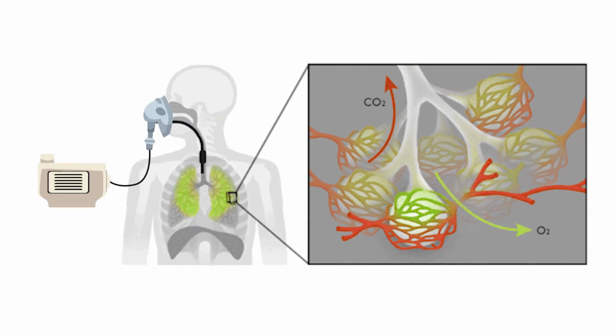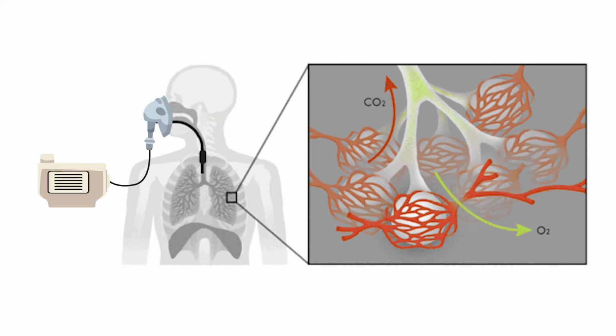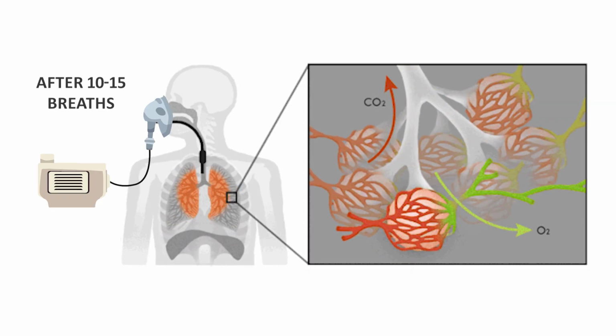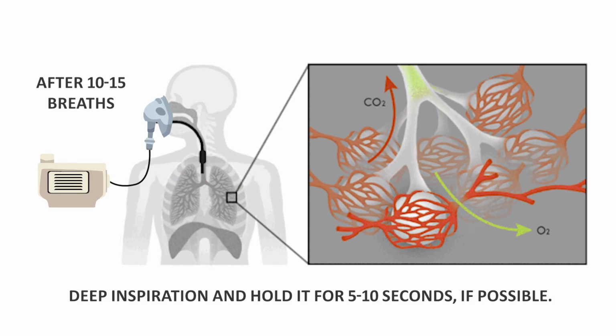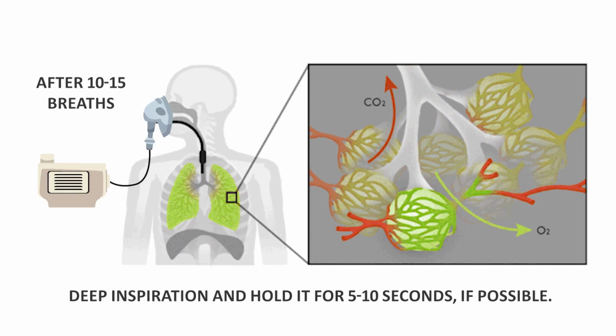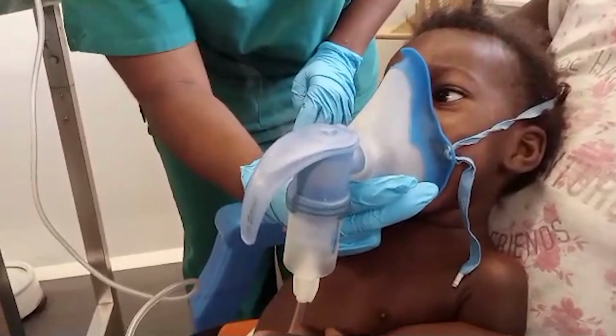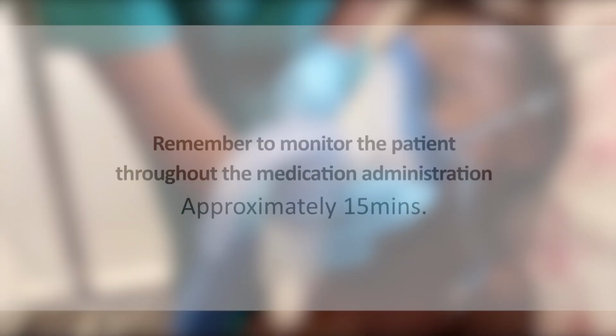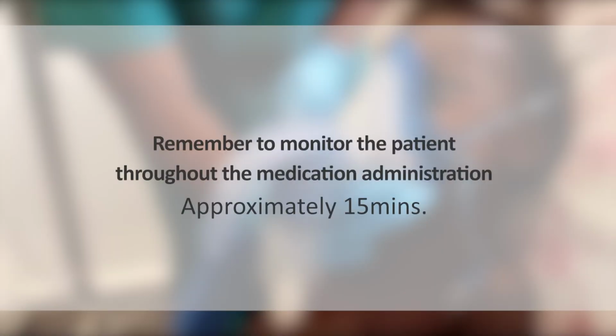The medication can reach deeper in the airways by taking occasional deep breaths and holding. So, after about 10 to 15 breaths, the patient should take a deep inspiration and hold it for 5 to 10 seconds, if possible. Continue the treatment until no more mist is seen. Remember to monitor the patient throughout the medication administration for approximately 15 minutes.